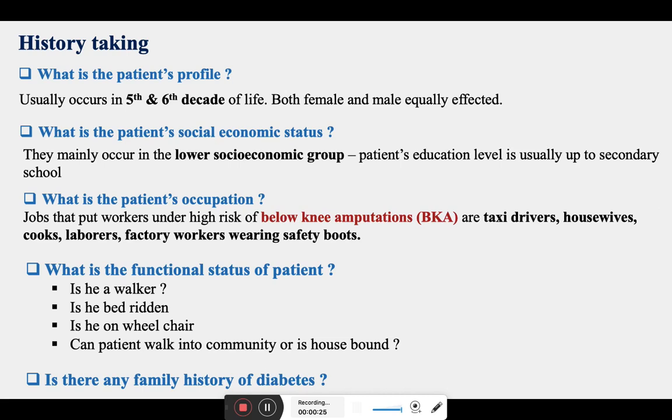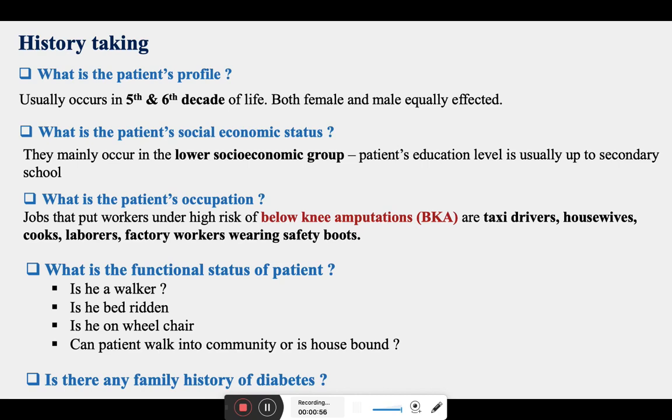So, once a patient walks in OPD, the most important part remains history taking. Now, as clinicians, sometimes we are quite busy. It's better we make a questionnaire and then ask our assistant to fill it for us. Now, coming to the points which are most important in history taking, what is the patient's profile?